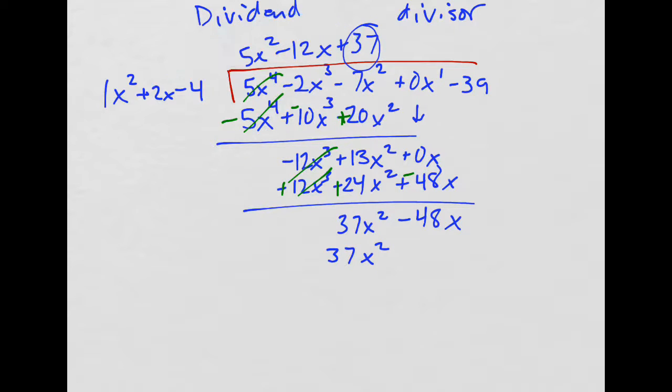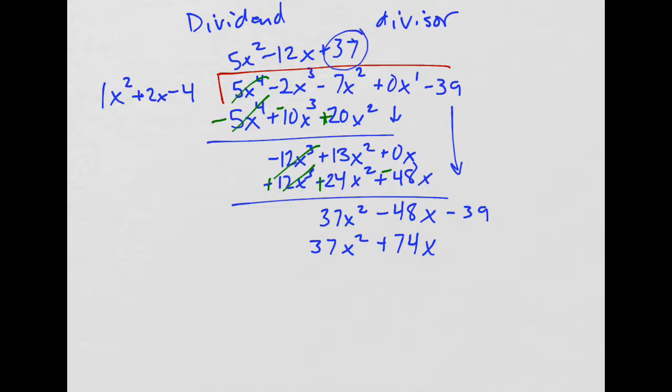37 times 2, that's 74. I'm using my calculator to do this, because otherwise I might make mistakes, and it's a pain to make mistakes. So use a calculator. That would be positive 74x. Whoops, I forgot to bring my other term down. It's minus 39. And then 37 times negative 4. What is that? That's positive 148, I think. Nope, it's negative. So let me change that. And then I change the signs to subtract. Okay, that goes away. Perfect.